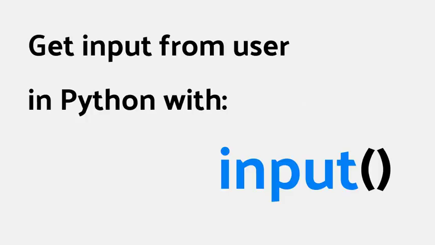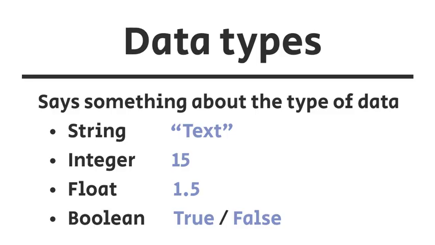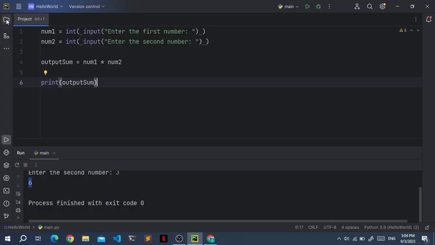What I want you to remember from this video is that the input function in Python is used to get user input. Arithmetic operators are used to perform mathematical calculations. And you should also remember that these operators behave differently on different data types. So an operator behaves differently on an integer, and it also behaves differently on a string. And at last, you should also remember that the input function always outputs a string by default.